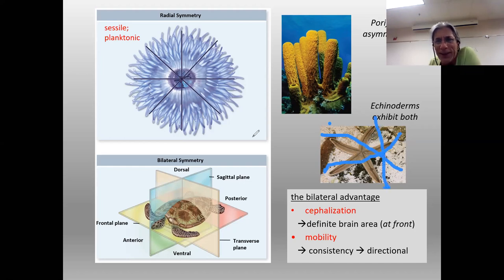you can draw a line through all the arms, and that's radial symmetry. But when they're younger, as a larva, they actually have bilateral symmetry. We'll talk about that a little bit later on.